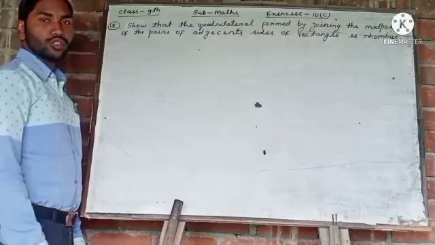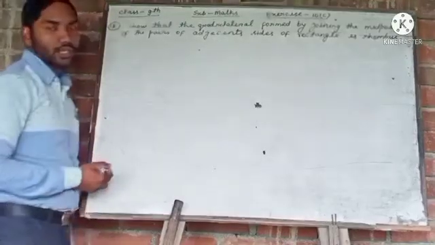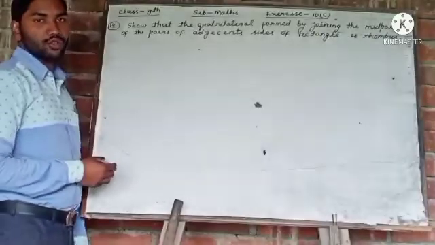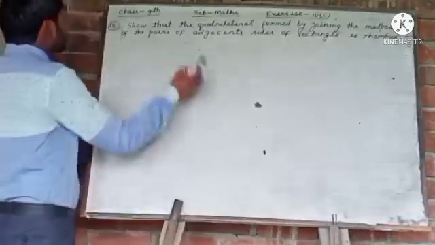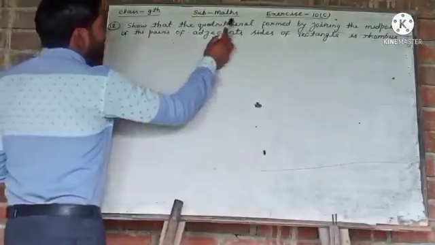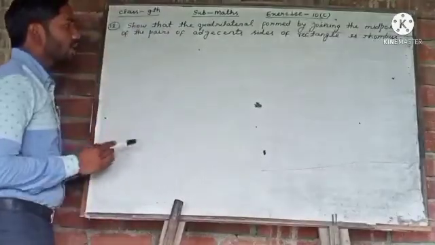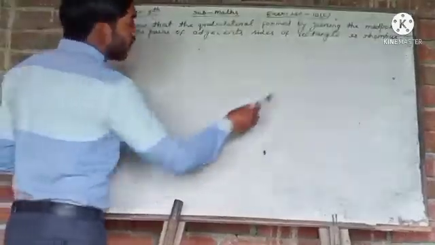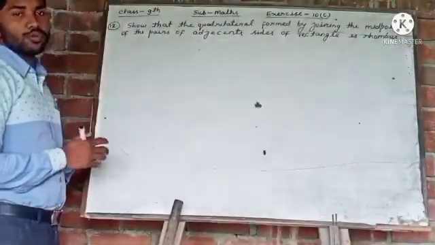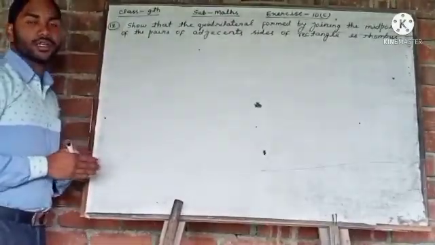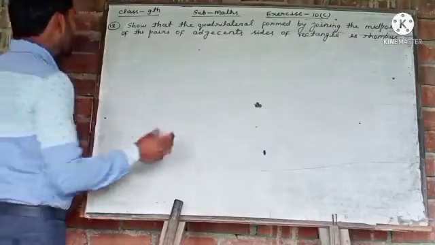Today I am going to tell you question number 12 from exercise 10C, which is related to the quadrilateral. Our question is: show that the quadrilateral formed by joining the midpoints of the pairs of adjacent sides of a rectangle is a rhombus. We have to prove that when the midpoints of a rectangle's sides are joined to each other, they form a rhombus. So let us solve this question.